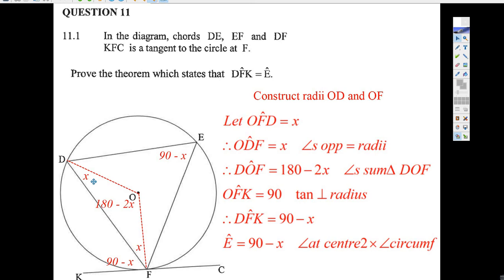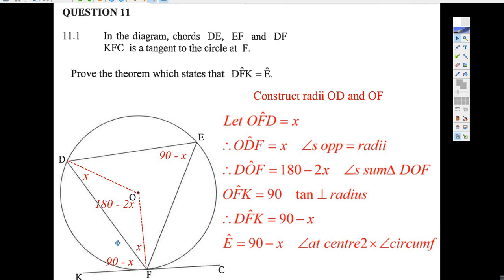Well, that makes ODF x as well, because of angles opposite the equal radii here. And then that makes this angle here at the center 180 minus 2x, because of angles summing in the triangle DOF. Well, you're a long way on the road to finishing this proof just doing that, because now you know that OFK adds up to 90 degrees, because a tangent is perpendicular to a radius.